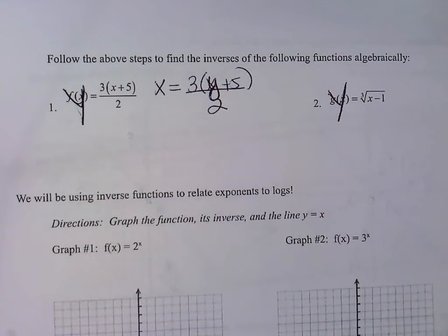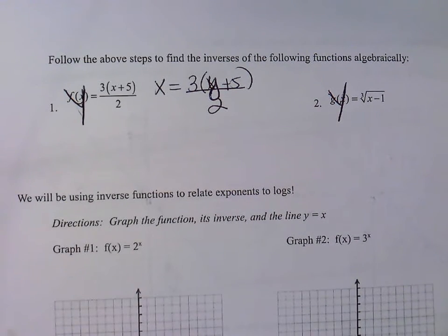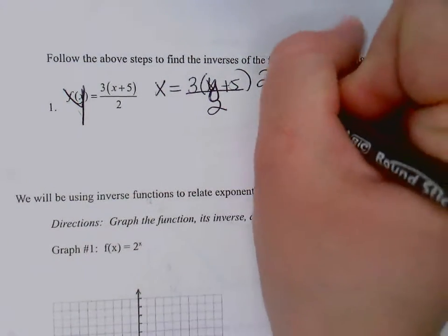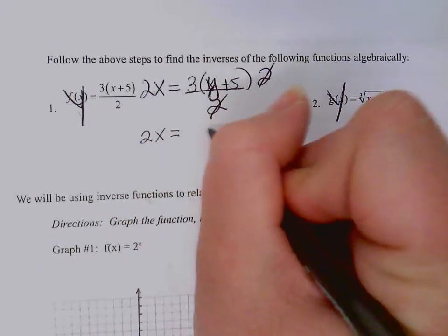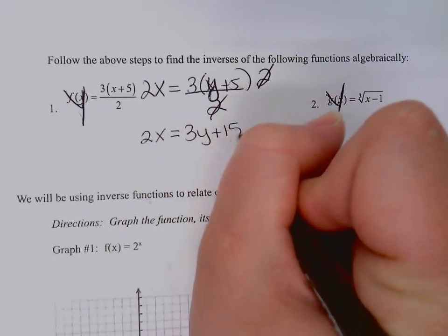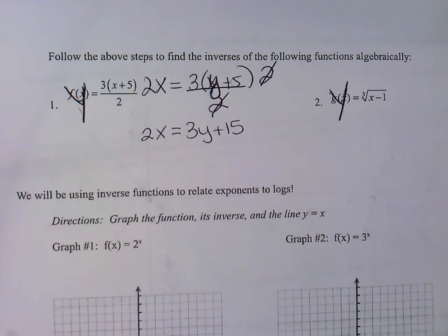So x equals 3 times (y plus 5) divided by 2. Did you guys go with the distributive property and distribute the 3? Yeah, did you multiply by 2 first? Okay, so we multiplied by 2 first to get 2x. Then you distributed and you had 3y plus 15 as your next step. That's a good next step.